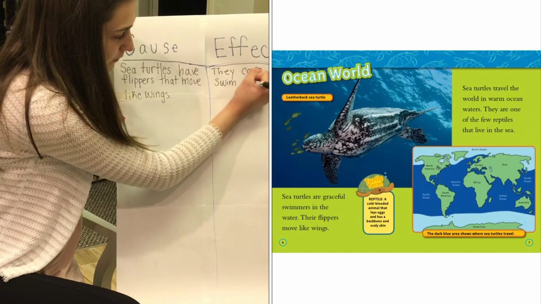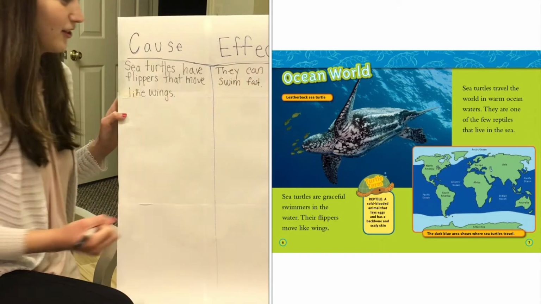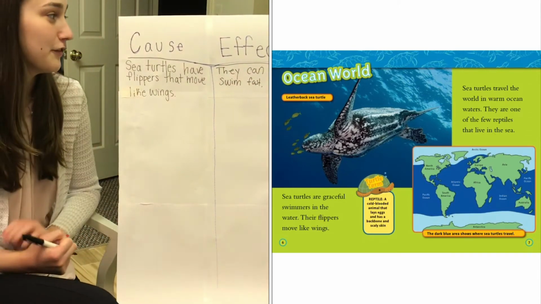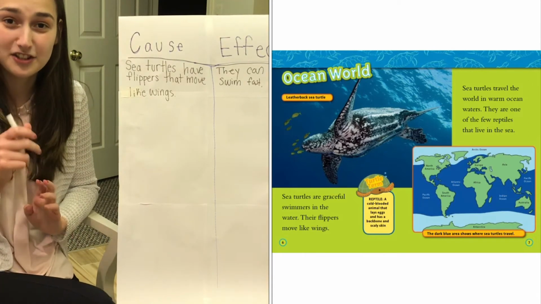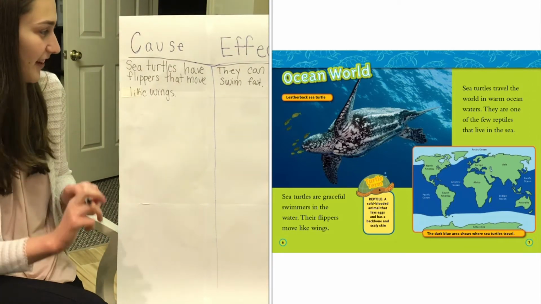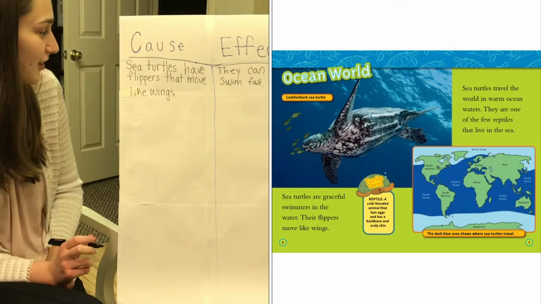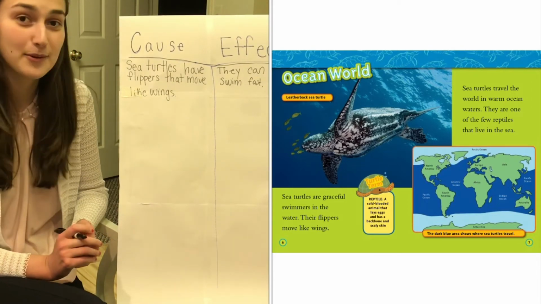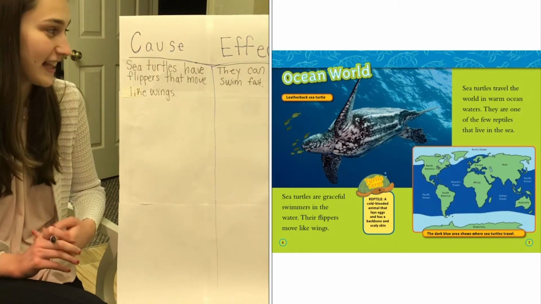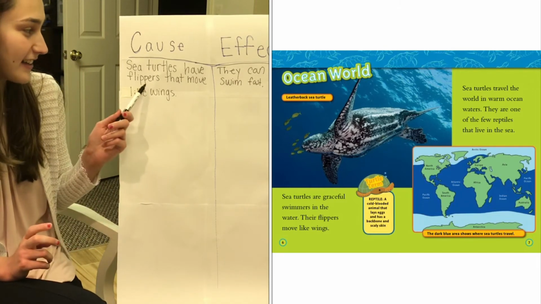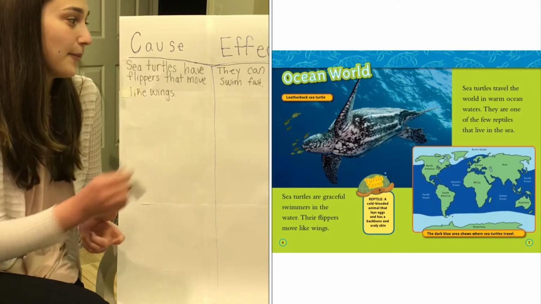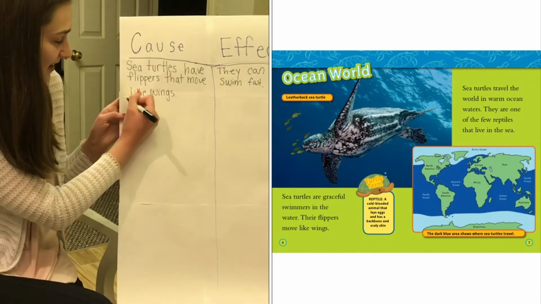Okay, boys and girls, so I'm going to do the first few cause and effects by myself, and you're going to watch, and then we'll do some together. So our first one is that sea turtles have flippers that move like wings. So that is our cause. That's our situation. And the effect of their flippers helps them swim fast, okay?